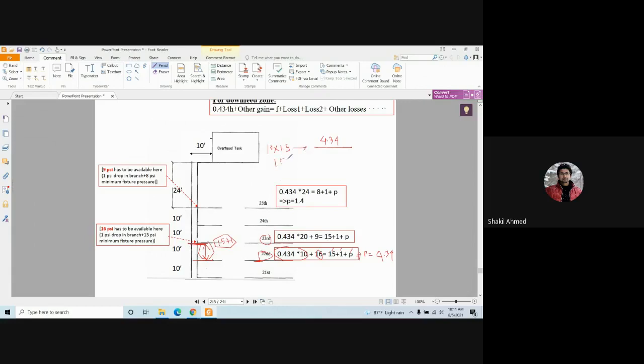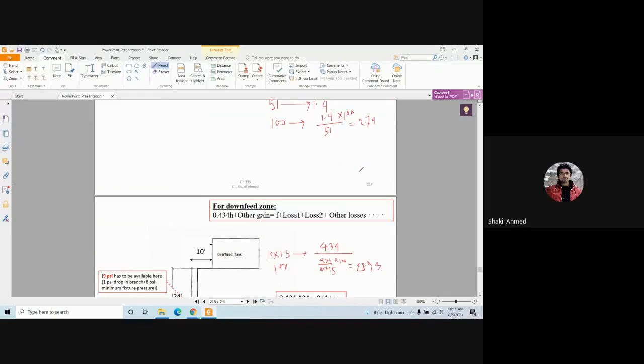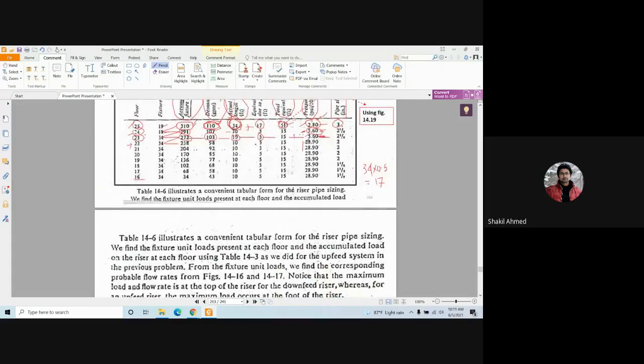For 100, this will be 4.34 divided by 10 into 1.5 into 100. And what value did we get, guys? 28.93. So similarly, for all other floors, you will get 28.93, 28.93, and 28.93.